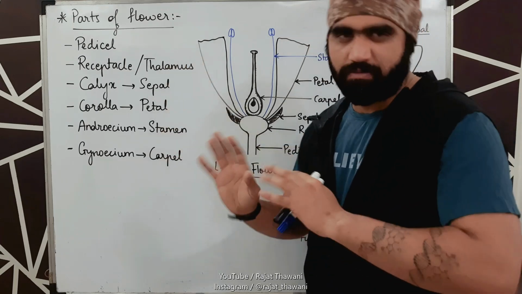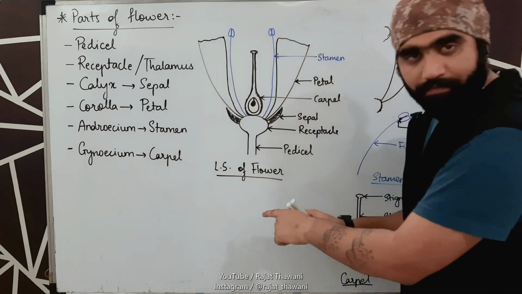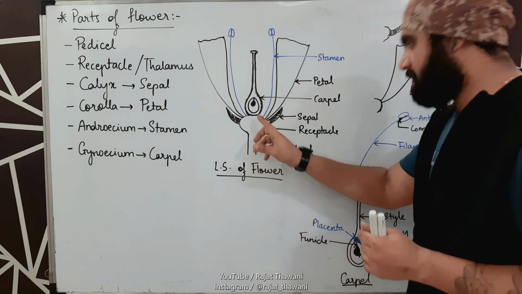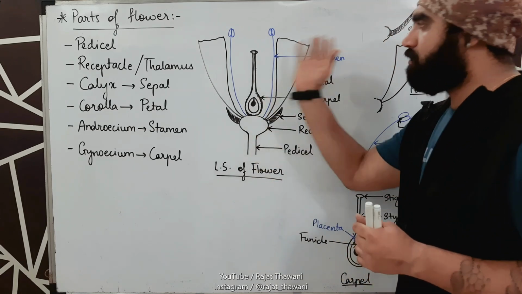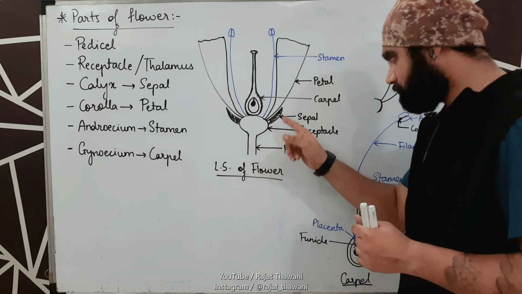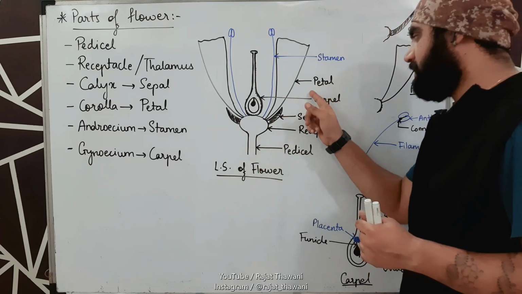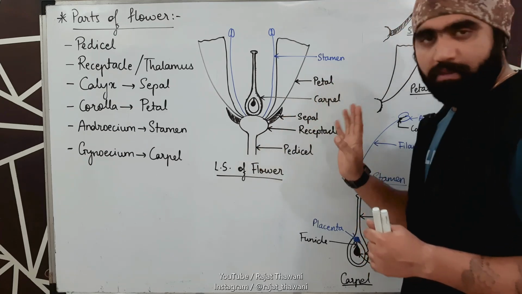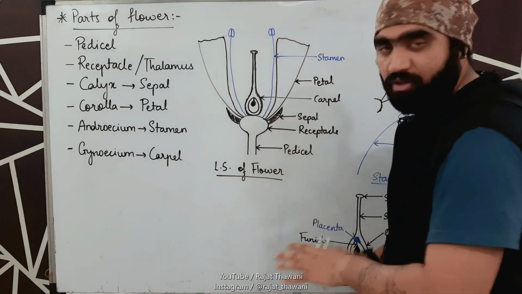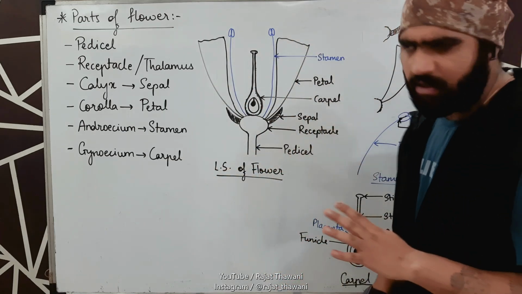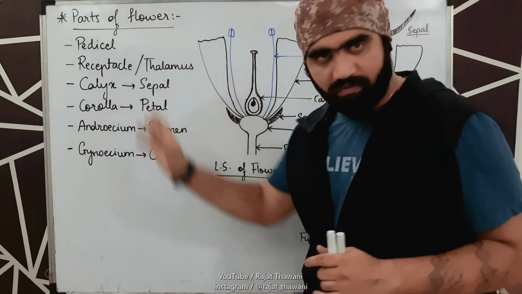We had seen the placement and everything, and the placement was somewhat like this. You see there's a pedicel, there is a receptacle, and all four whorls are present on the receptacle, including sepal, petal, stamen, and carpel. So this is the structure. LS of flower is longitudinal section of flower. We will be discussing the structure of each of the parts.